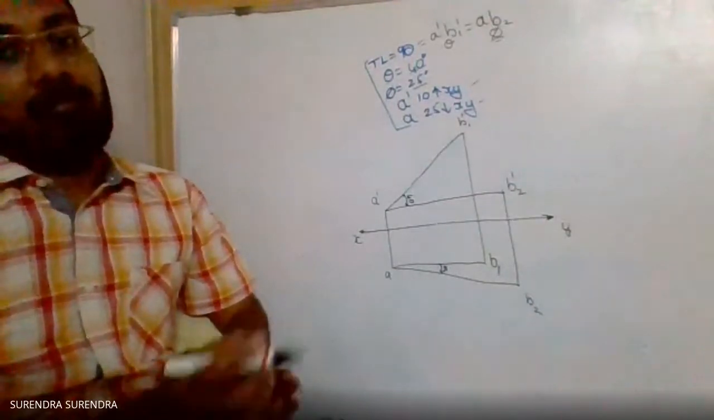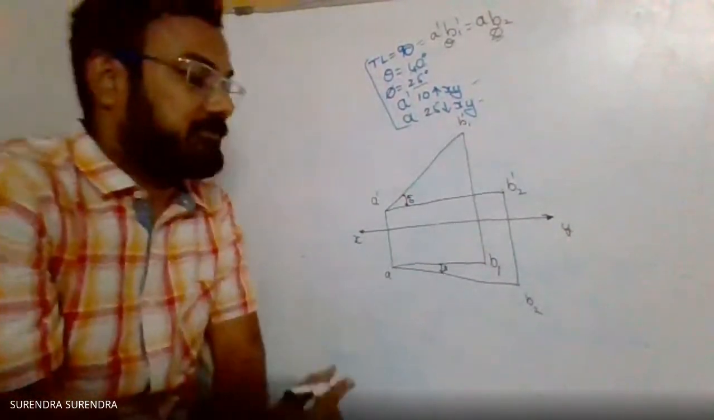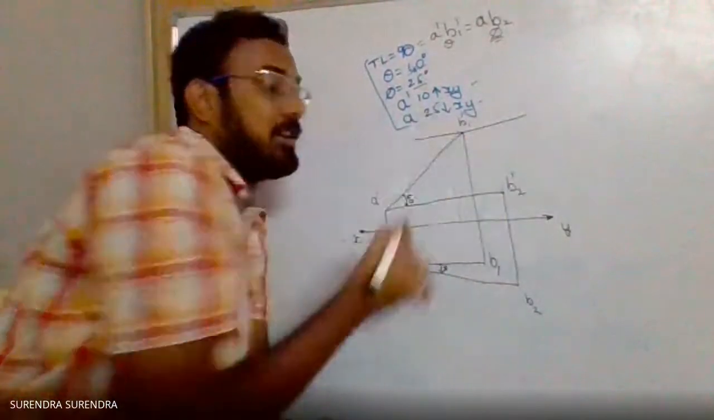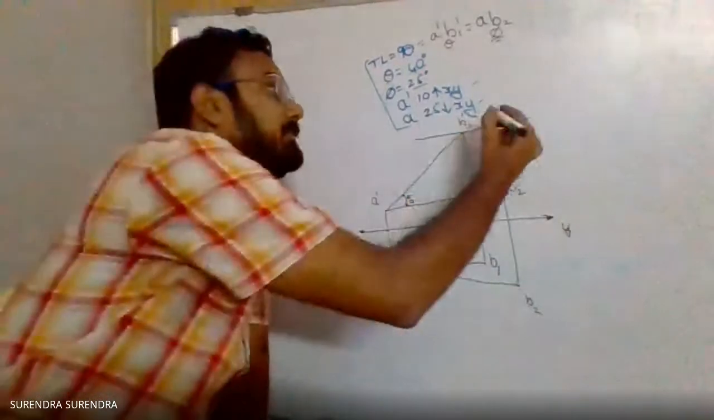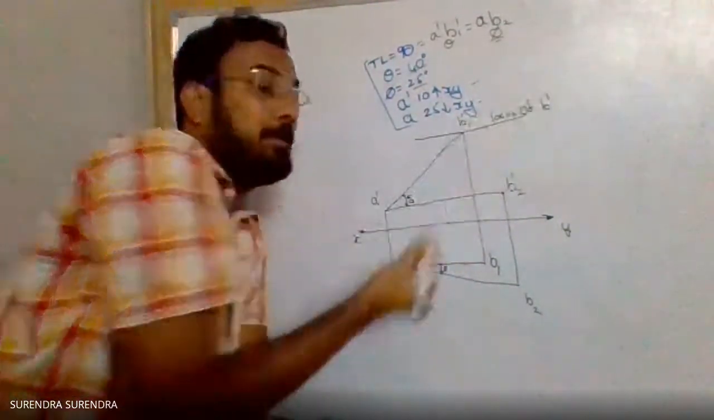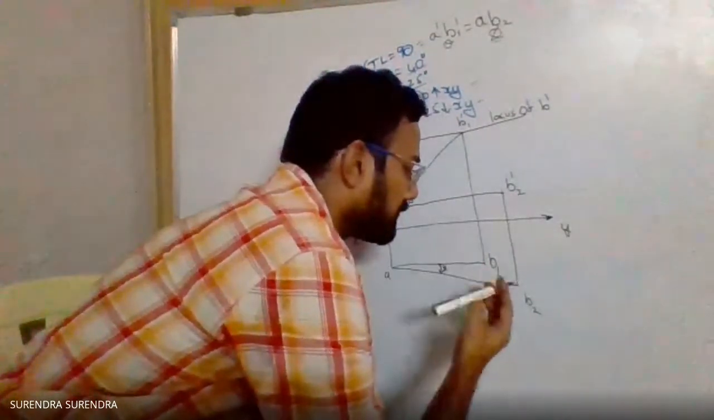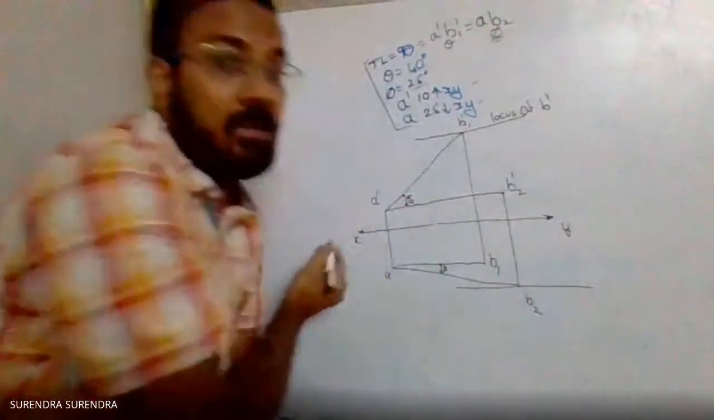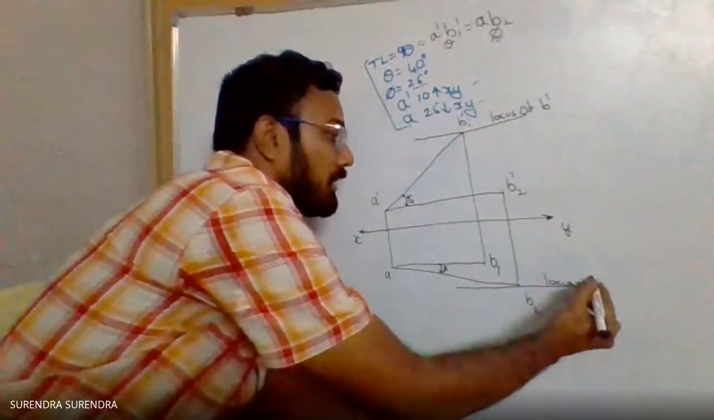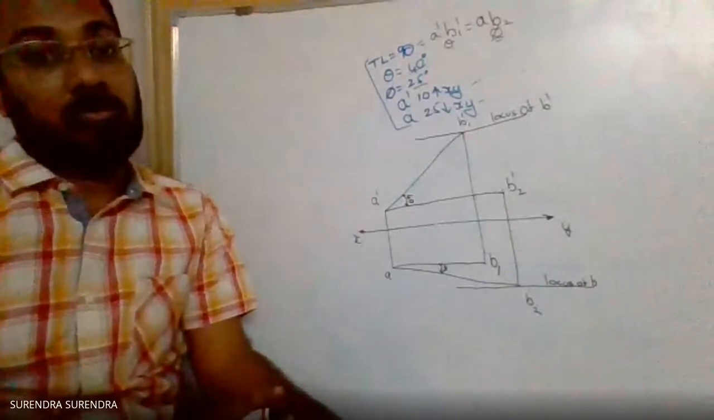Now applying the condition, that is the line inclined to both the reference planes. For that, draw a line parallel to the XY line passing through B1 dash, and name this line locus of B dash. And draw one more line parallel to the XY line passing through B2, and name this line locus of B.